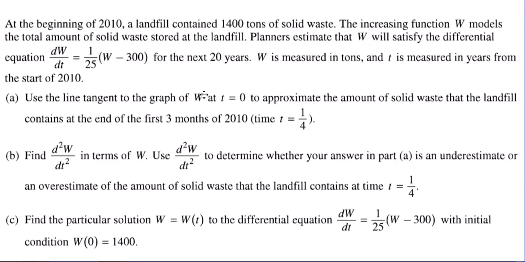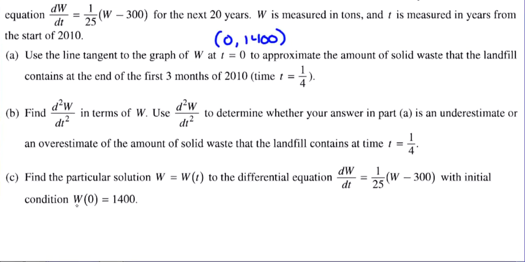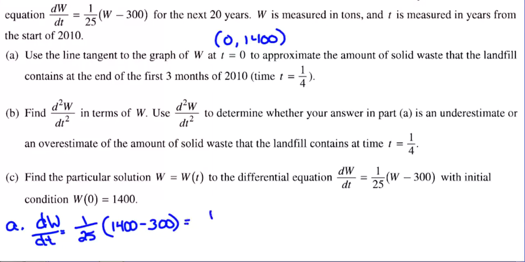So what's our initial condition at t equals 0? How much is in there? 1,400. Okay, so let's use our tangent line. That means we need our slope. That comes from our differential equation. So dW over dt is equal to 1 over 25 times the weight. The initial condition there is 1,400 minus the 300. So that's 1 over 25 times 1,100.